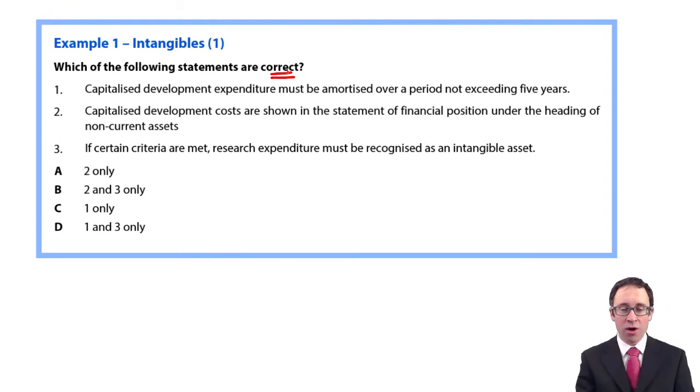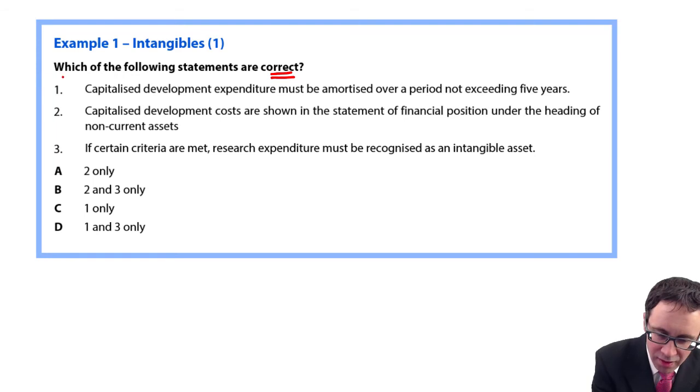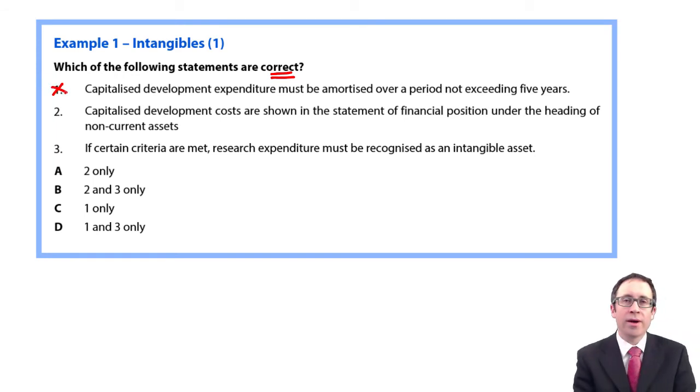Okay, so what have we got? Number 1, it says capitalized development expenditure must be amortized over a period not exceeding 5 years. Well, if it has a finite life, it will be amortized, but it will be amortized over that finite life, won't it? Okay, that finite life could be 5 years, could be 10 years. It depends upon the life attached to that patent and the life attached to the license, doesn't it? Okay, so that is not correct. Okay, that is incorrect, isn't it?